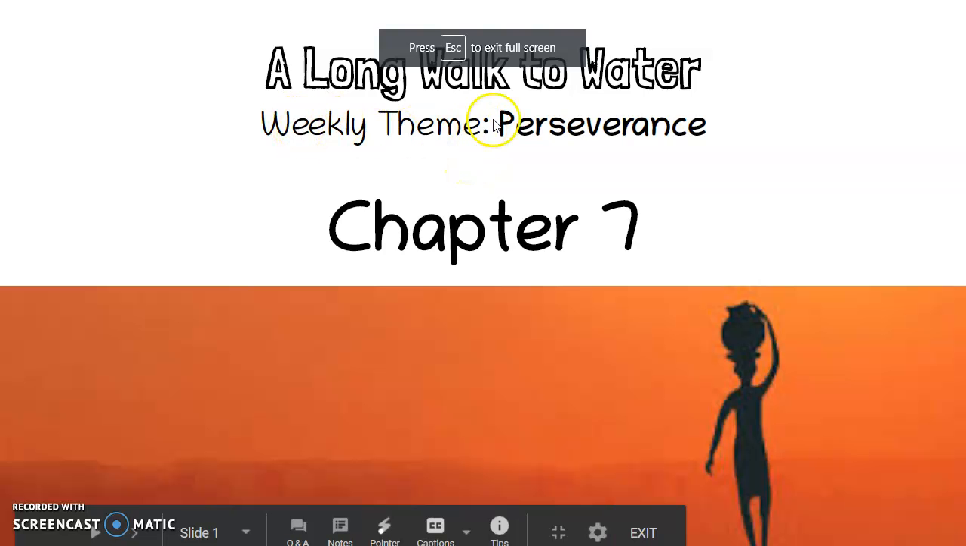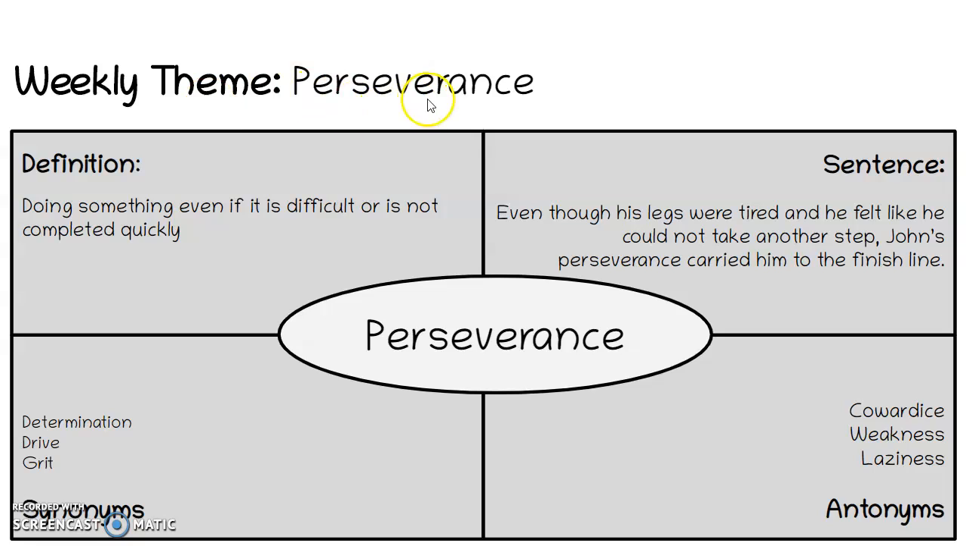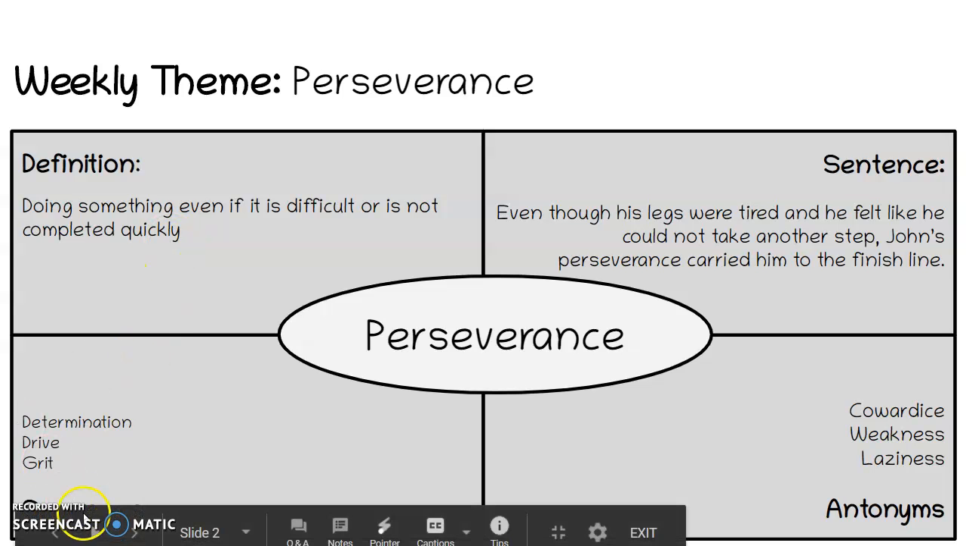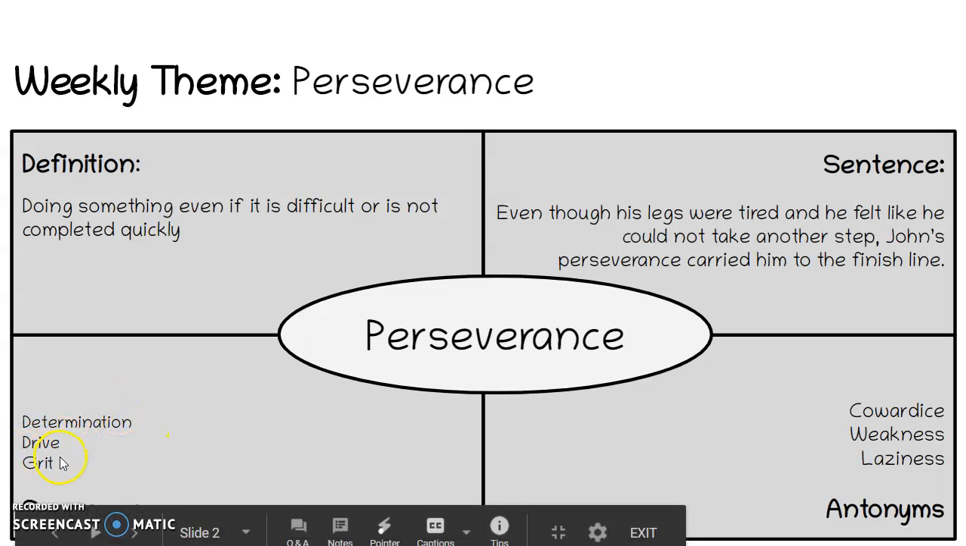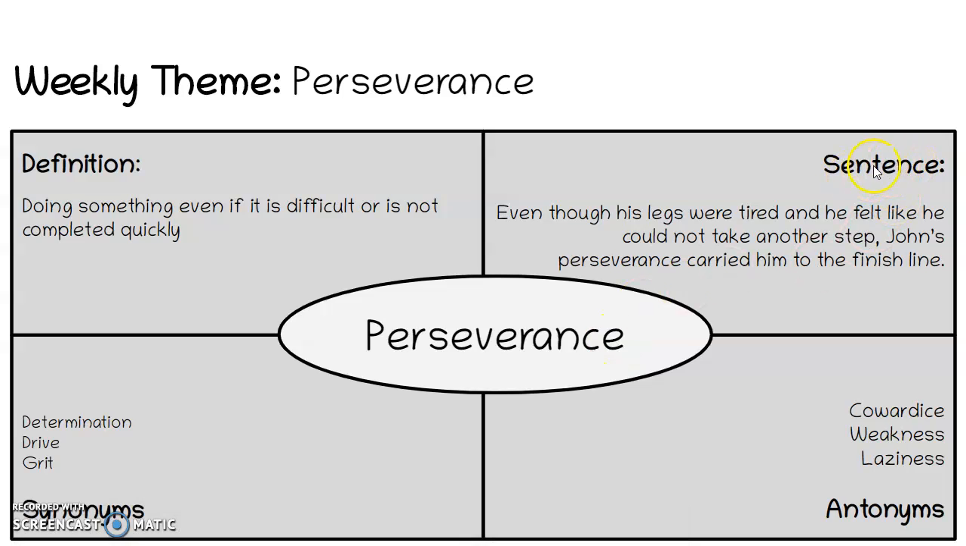Okay, A Long Walk to Water. Our weekly theme this week is perseverance, and we're on chapter 7. Weekly theme, again, perseverance. They've got perseverance in the center here. So let's start with the definition. Doing something, even if it is difficult or is not completed quickly. Maybe like you feel like this assignment. Okay, so some synonyms, some words that mean the same thing: determination, drive, grit. Some antonyms, some words that mean the opposite: cowardice, weakness, laziness.